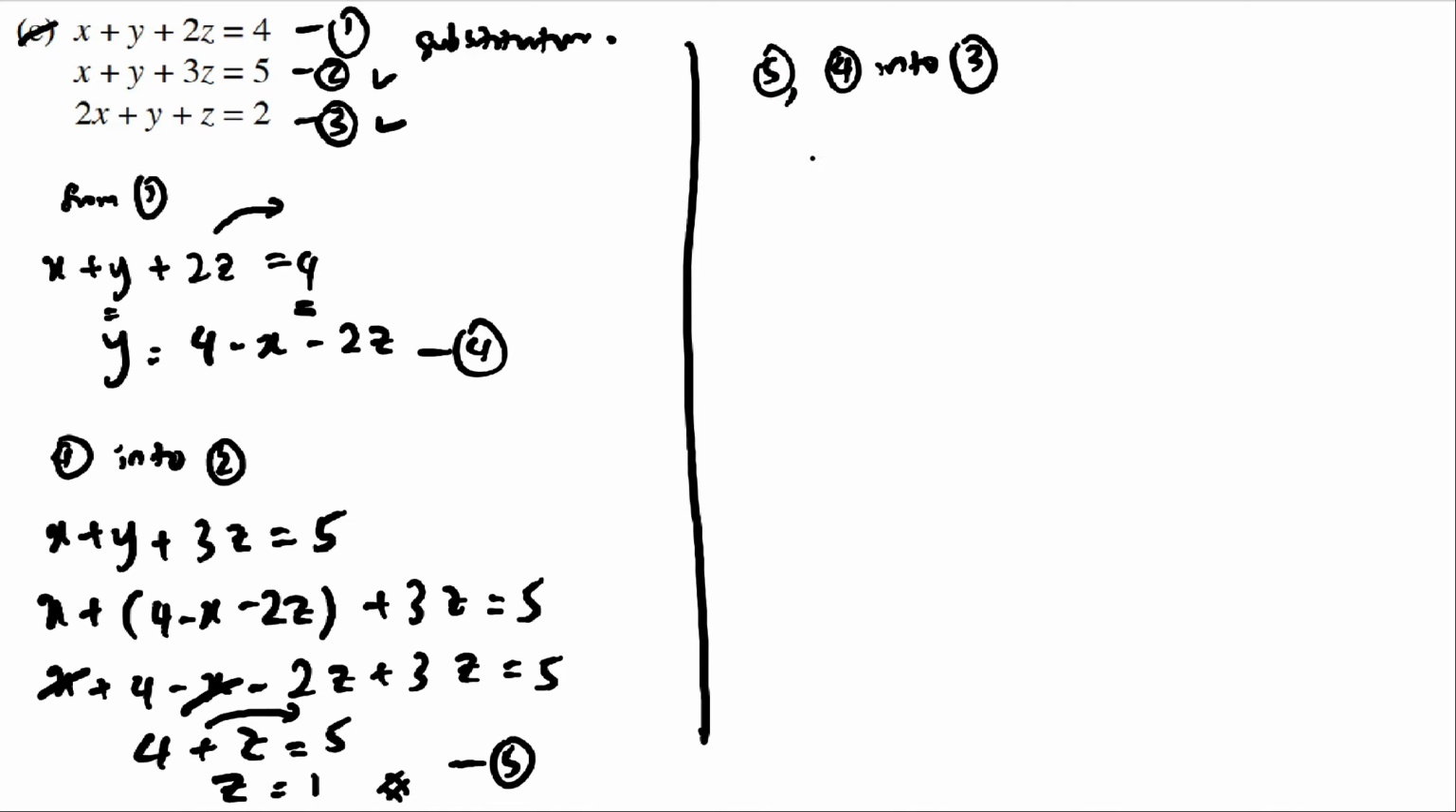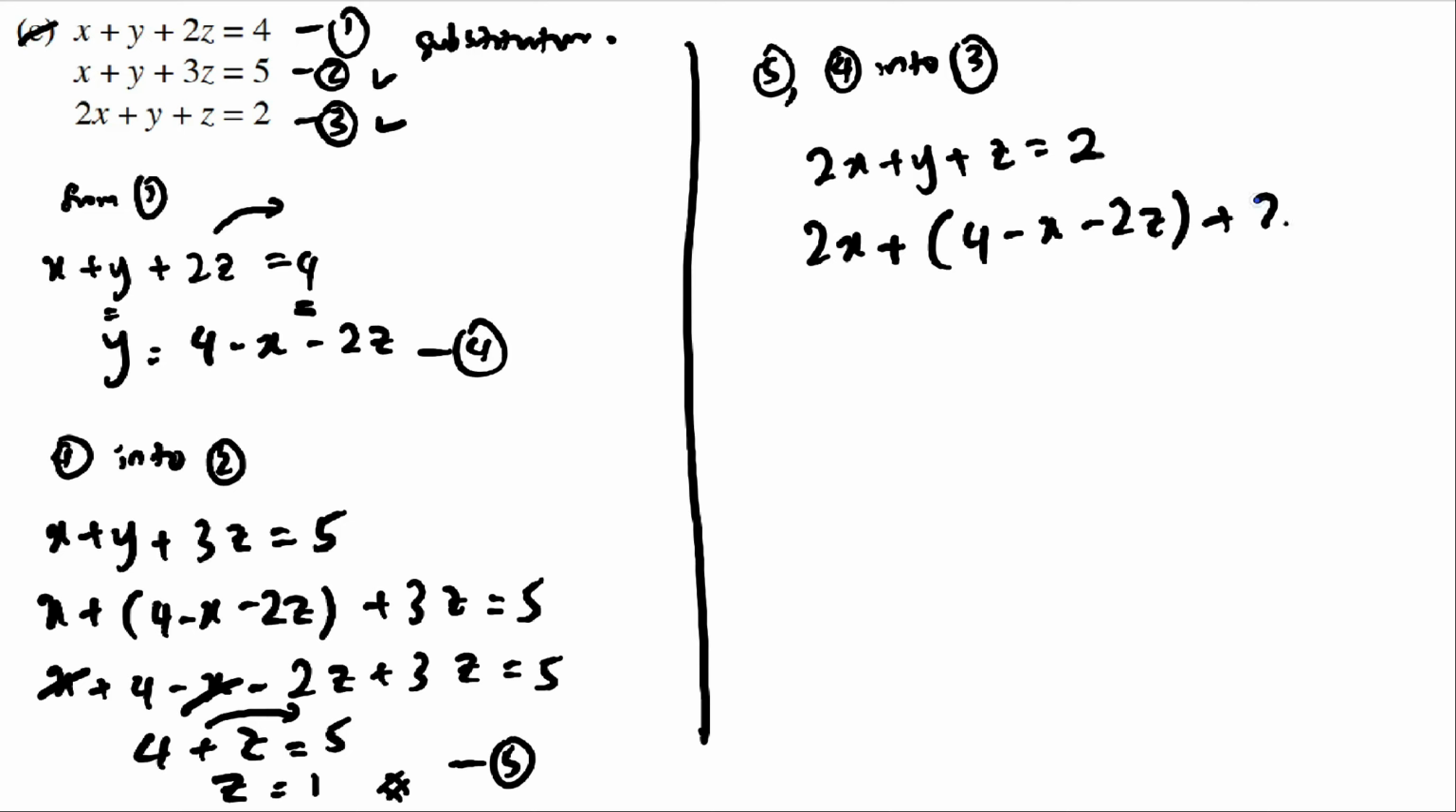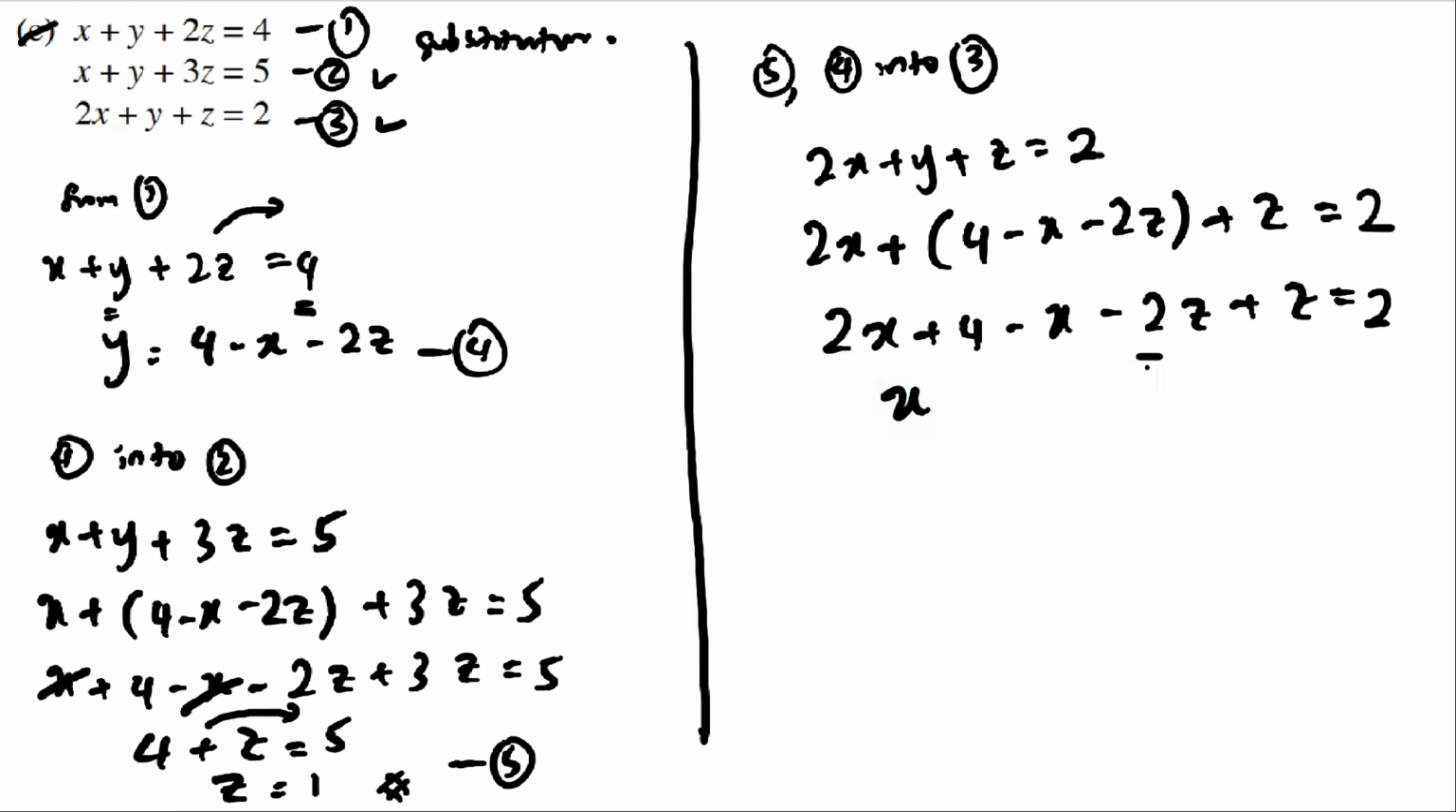The third equation, we have 2x plus y plus z is equal to 2. So here 2x plus y is equal to 4 minus x minus 2z, plus z is equal to 2. You can directly substitute z, or you can substitute later on also. 2x plus 4 minus x minus 2z plus z is equal to 2. 2x minus x, you get x. And here, negative 2z plus z, you get minus z. And here you have plus 4 is equal to 2.